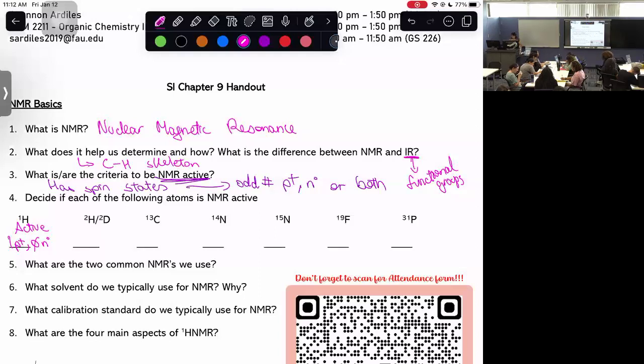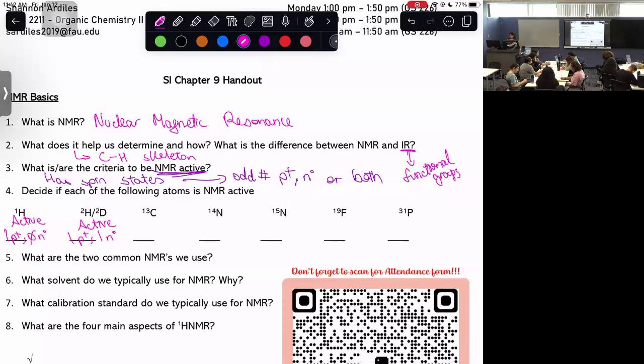Now, what about deuterium? Deuterium, how many protons does it have? One. What about neutrons? 1 as well. Is it active? Yes. Carbon 13, that's an isotope. How many protons and how many neutrons do you see? 6 and 7. Beautiful. Is it active? Yes. As soon as we see an odd number again, it's automatically active.